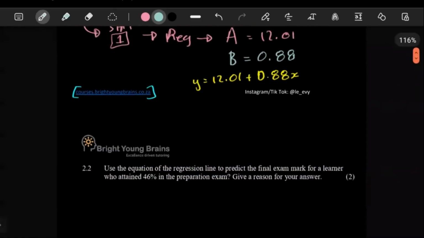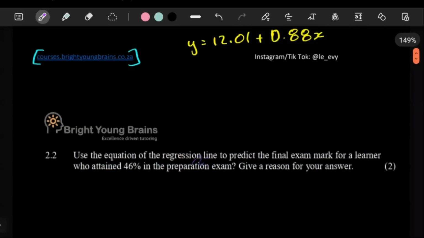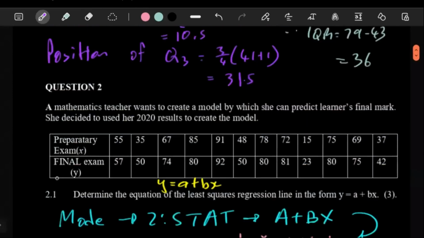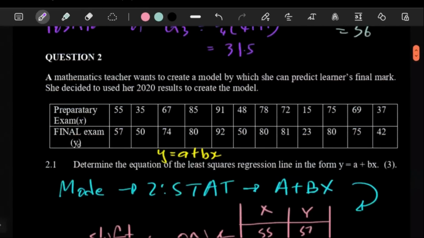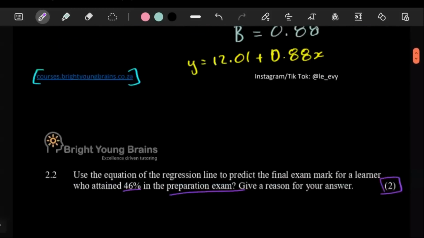Anyways, for 2.2, it says use the equation of the regression line to predict the final exam mark for a learner who attained 46% in the preparation exam. So in this situation, if you're going to predict what a person is going to get in the finals, you see that's y. They've given you x. So in our equation where x is, we're going to put the mark that they gave us there. And then whatever y value we get, that's the final mark.